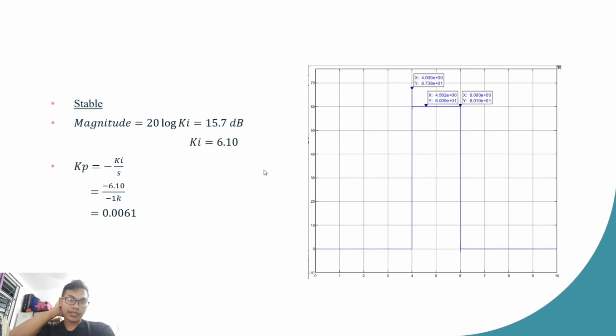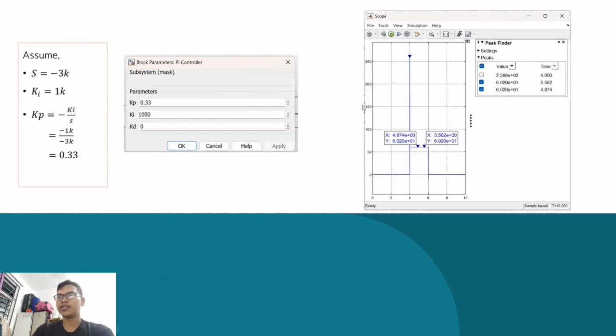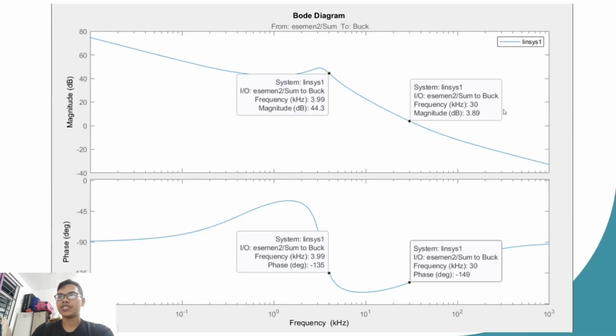Then after we get the shift down value, we will have to find the stable value of Kp and Ki. For the stable value of Kp and Ki, we have to find the new value: 20 log Ki equals 50.7 dB shift down value. The Ki value we get is 6.1 and the Kp value we get is 0.0061. Okay, then after we get the new stable values, we will insert them inside the PI controller and run again, and we will get the stable waveform like this picture.